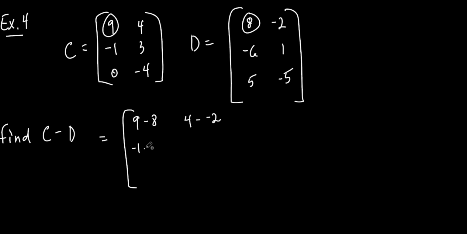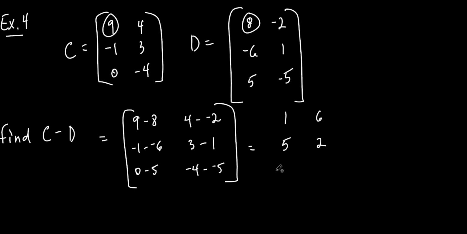Negative 1 minus negative 6. 3 minus 1. Down the next row, 0 minus 5. And then negative 4 minus negative 5. And now we just work it out. It's just arithmetic, no big deal. 9 minus 8, that's 1. That's a 6. That's plus, that's a 5. That's a 2. That's a negative 5. And that's plus 5, so that's a 1. And there you go. Super easy.